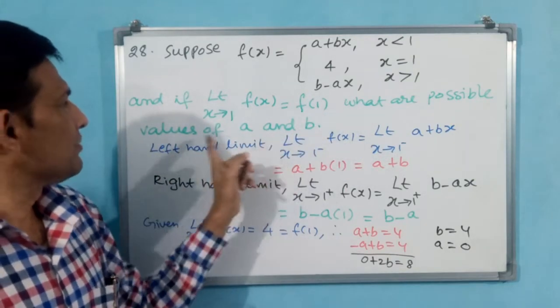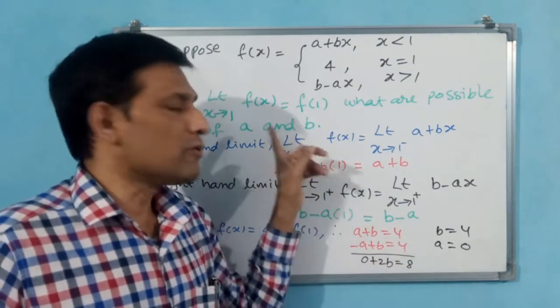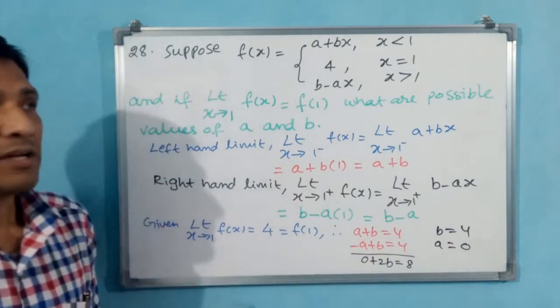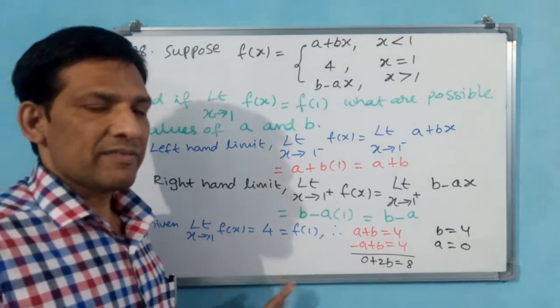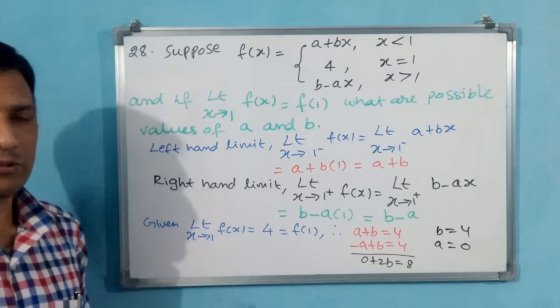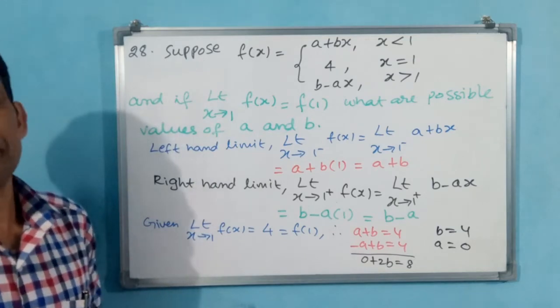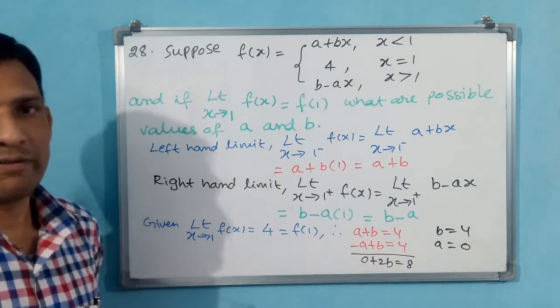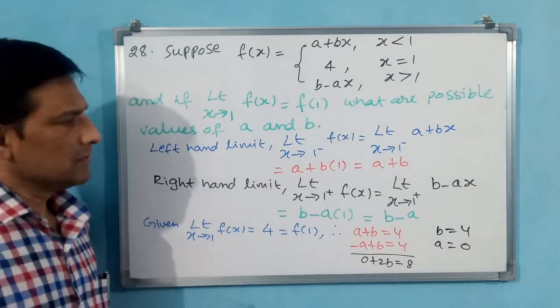Okay. See, these are the possible values. What are the possible values? You write finally, possible values of a and b are 0 and 4. Okay. When inequalities come, we find possible values, not exact values. Possible values and exact values are different, slightly it may vary. Because inequalities are there, possible values only you can find, not exact values.